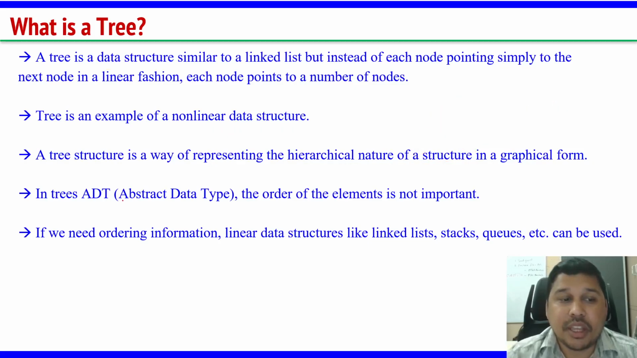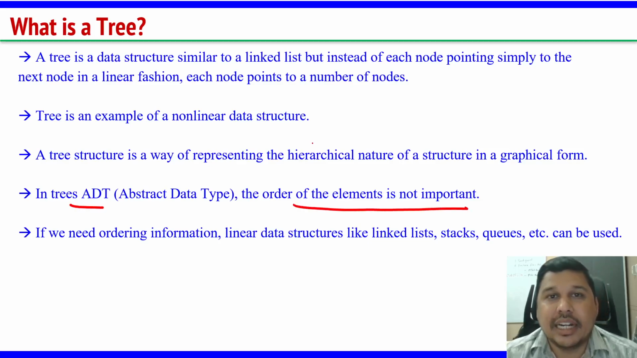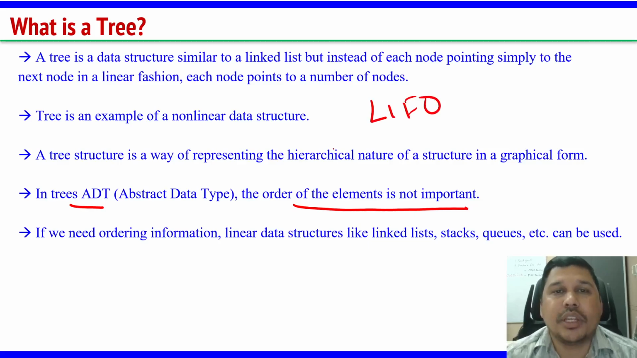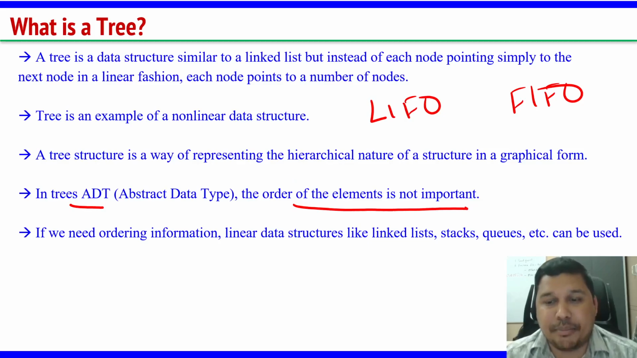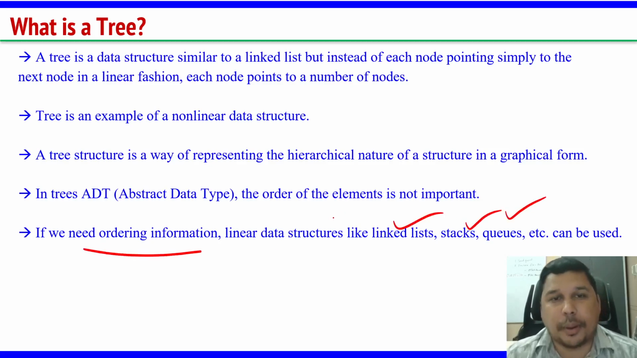In trees, the order of elements is not at all important. In a stack, we have some order. In a queue, we have some order. In a stack, what is the order? Last in, first out. In a queue, what is the order? First in, first out. But here in trees, we do not have any particular order. It is all random. If you need ordering of information, you have to use linked lists, stacks, or queues.